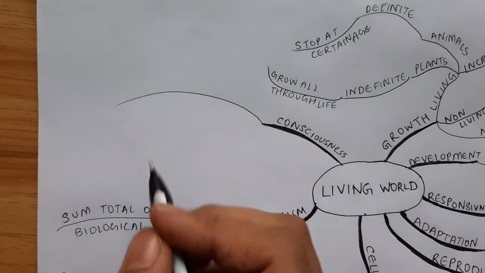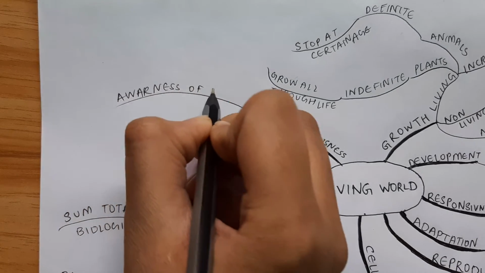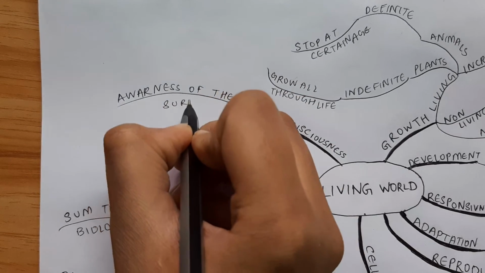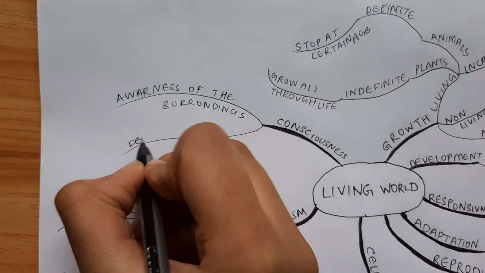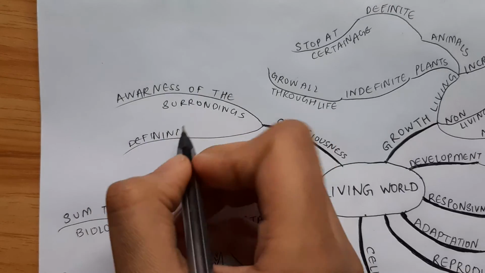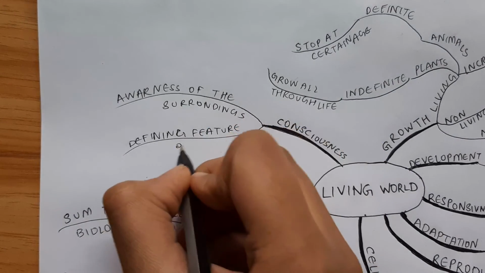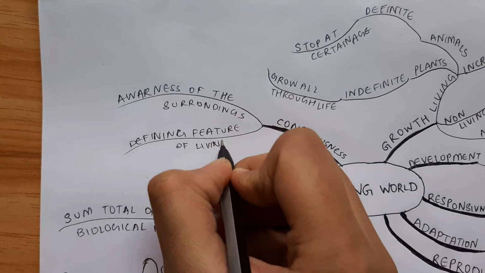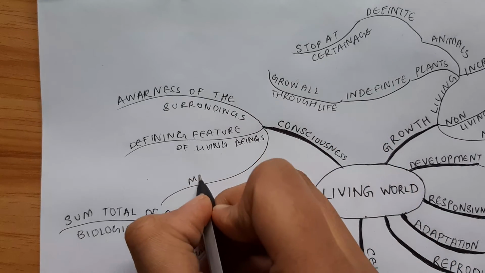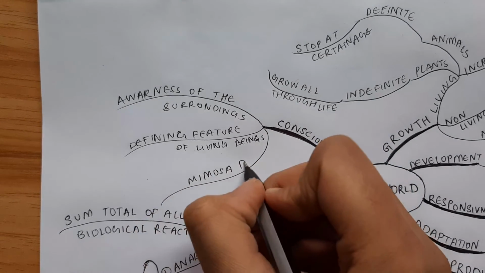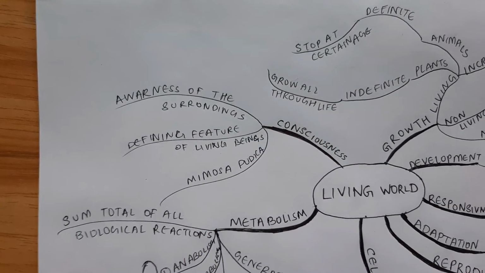Next feature is consciousness. Consciousness is nothing but awareness of the surroundings. And this is a defining feature of living organisms. For example, Mimosa pudica. This is a plant which closes itself when a stimulus comes near it.